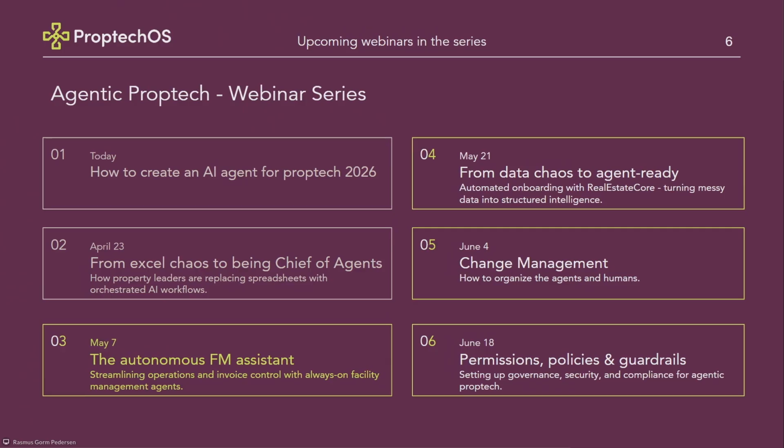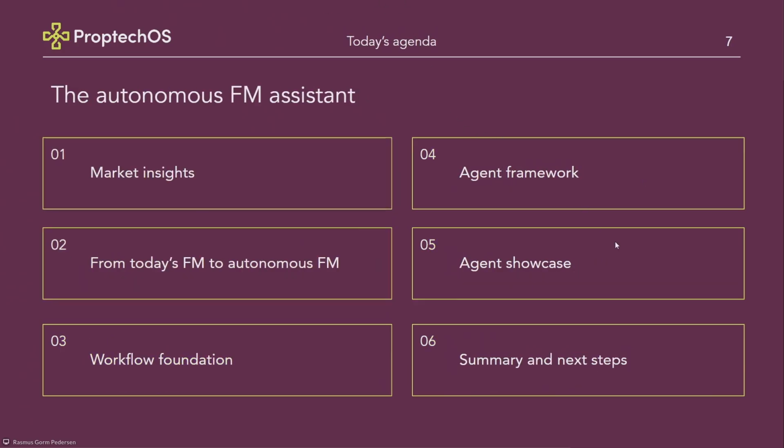We go through change management, how agents will work with the humans in your team in June, and as the end of this series before summer, it's about permission policies and guardrails. So how you can explain to your IT or governance department that this is actually a safe way to go.